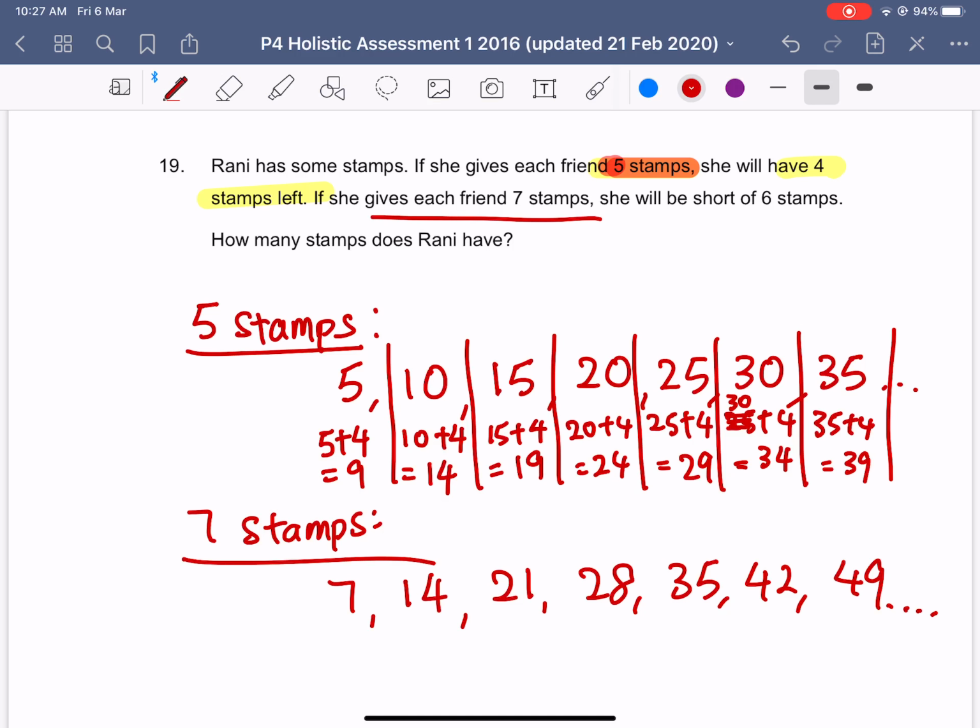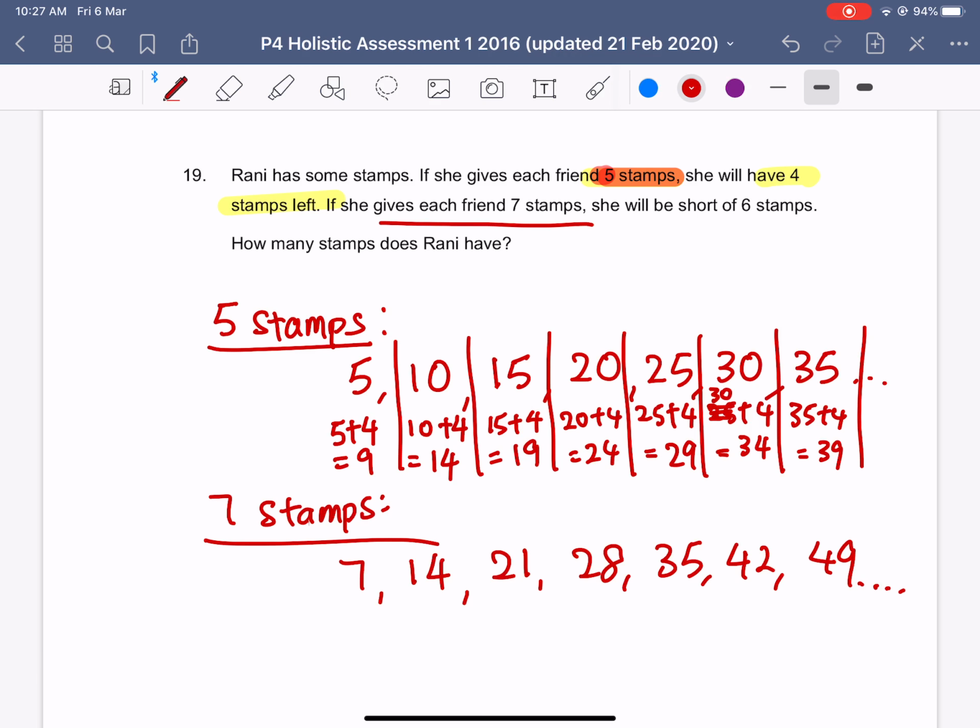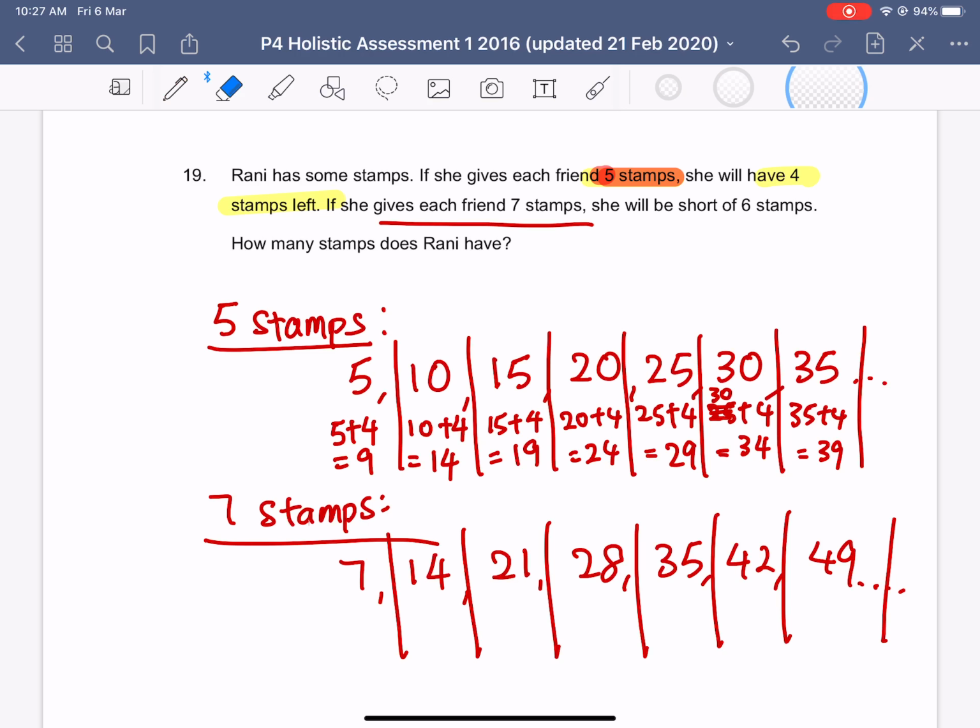Now let's look at situation number 2. If she gives each friend 7 stamps, she will be short of 6. Interesting. That means if she gives more, she will end up having a shortage of 6. Take for example the first case. If she gives out 7 stamps, she will be short of 6. That means she doesn't really have 7 at all. She only has 1 stamp at the beginning.